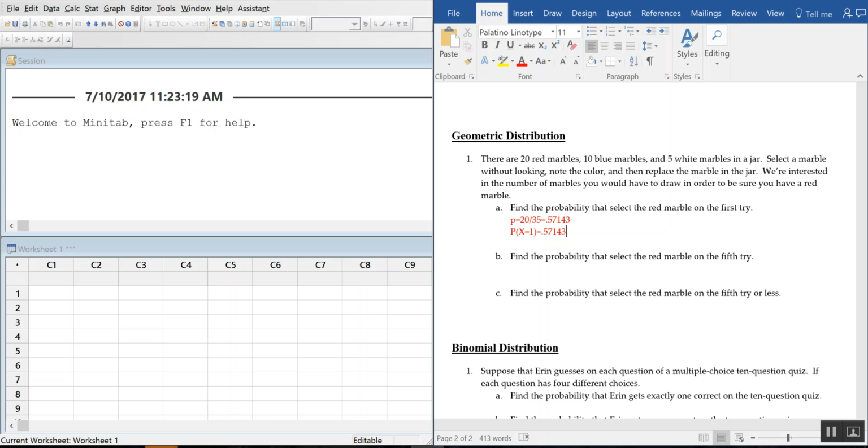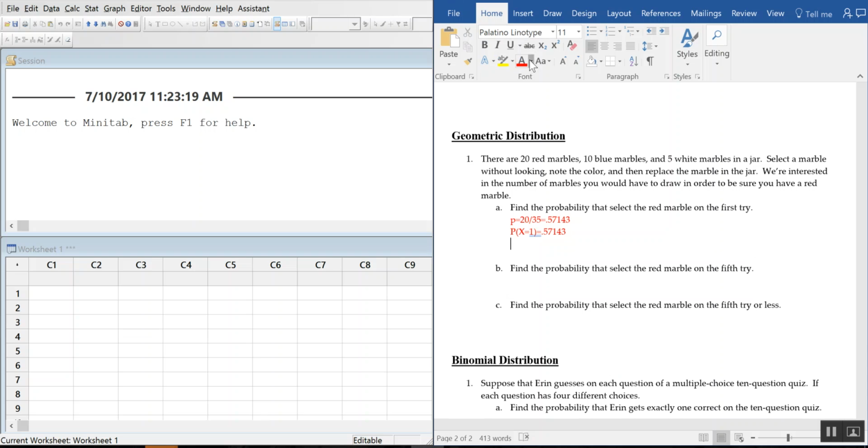Okay, and now I'm going to show you how to calculate that using Minitab. This is going to be a little bit different and completely unnecessary. This is an easy event. You could have done it by hand. But here's how you do that on Minitab. We go to Calc, probability distributions, and then geometric.